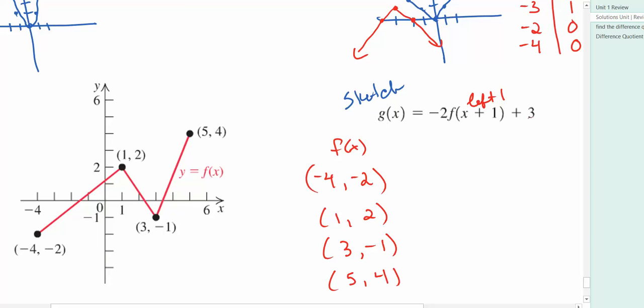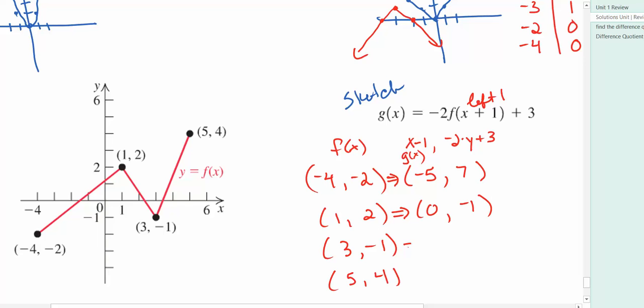That means you're going to subtract 1 from the x, whatever the x is here. So it's going to be x minus 1, and then the y is going to be -2 times the y value plus 3. Those are your new points. So our new transformed points for g of x are going to be, let's see, -5 because we went left 1, and then this is going to be 7 because it's -2 times -2, which is 4, plus 3 is 7. So our new transformation for 1, 1 is going to be 0, comma, -4 plus 3, which is -1.